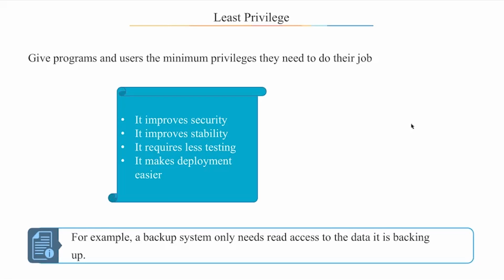It's going to require less testing, and it makes deploying everything easier because I can just do the minimum. And just to throw it out there again, there's the notion of minimum viable solution or minimum viable product. What is the minimum thing I can do to still meet the requirements? That's what I want to do. Here's a good example: a backup system only needs read access to the data it's backing up. It doesn't need to be able to write to the same directories it's backing up. It just doesn't need that, so don't give it to them.